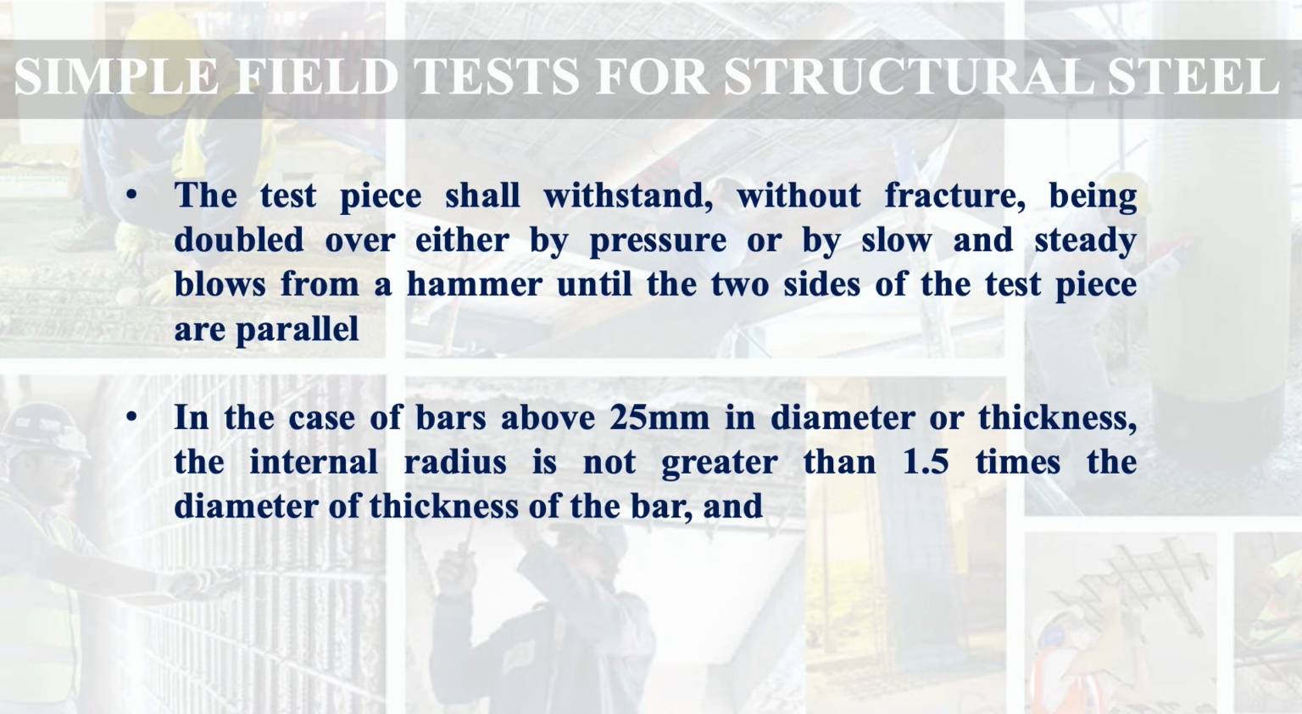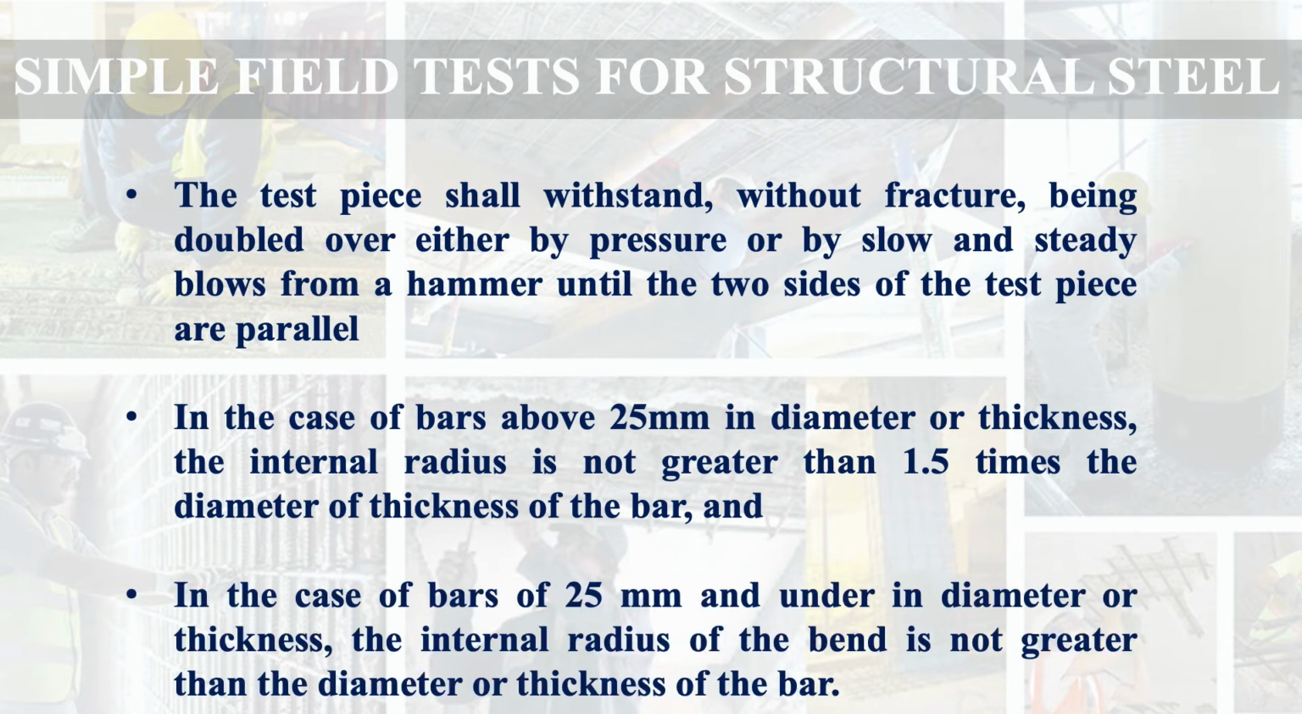In the case of bars above 25 mm diameter or thickness, the internal radius is not greater than 1.5 times the diameter or the thickness of the bar. In case of bars of 25 mm and under in diameter or thickness, the internal radius of the bend is not greater than the diameter or the thickness of the bar.